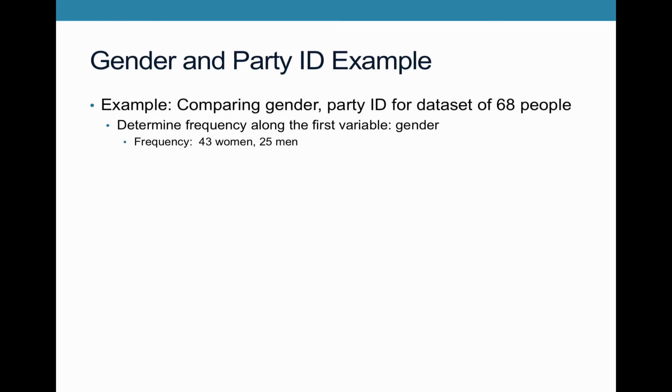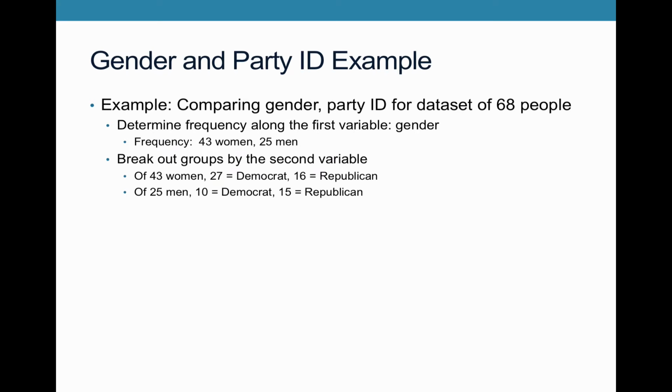It's okay that they're not exactly equal, right? First is just looking to see what you have out there. And then you break out these groups, the group of women and the group of men, by a second variable. So of the 43 women, how many are Democrat? Of the 43 women, how many are Republican? And then likewise for the men, of the 25 men, how many are Democrat and how many are Republican? So we find that there's 27 Democratic women, 16 Republican women, 10 Democratic men, 15 Republican men.